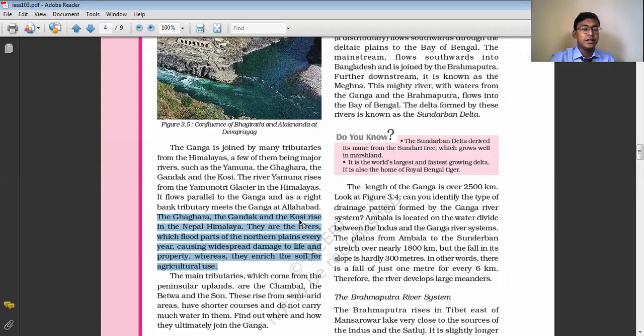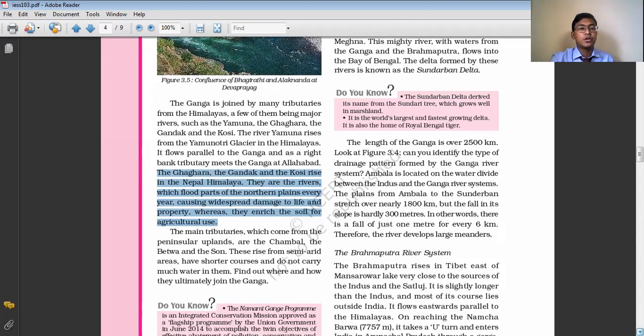Like the Kosi River, it originates in Nepal Himalaya, and it enters India in the state of Bihar. The river Kosi causes large scale destruction. It causes a large scale loss of life and property during the rainy season because it causes huge flood. This is the reason that the Kosi River is known as the sorrow of Bihar.